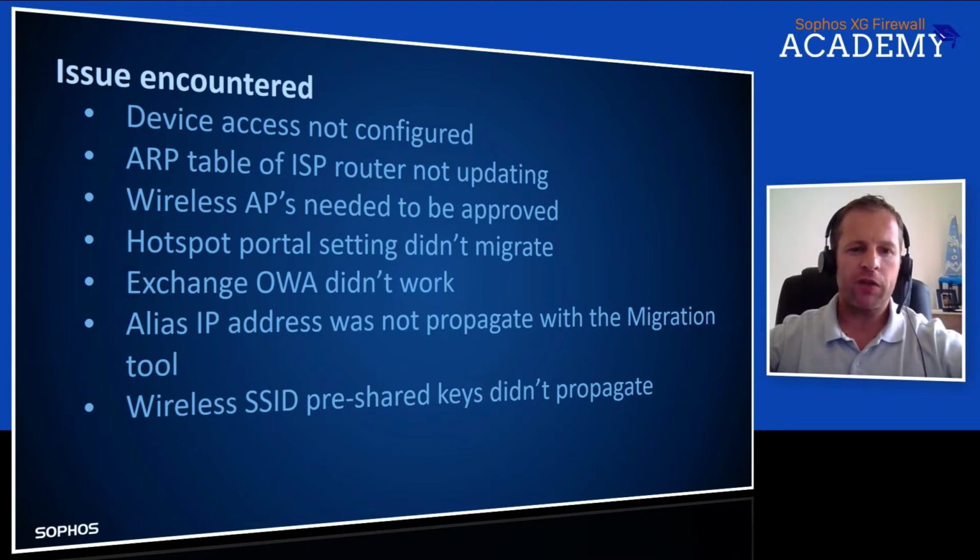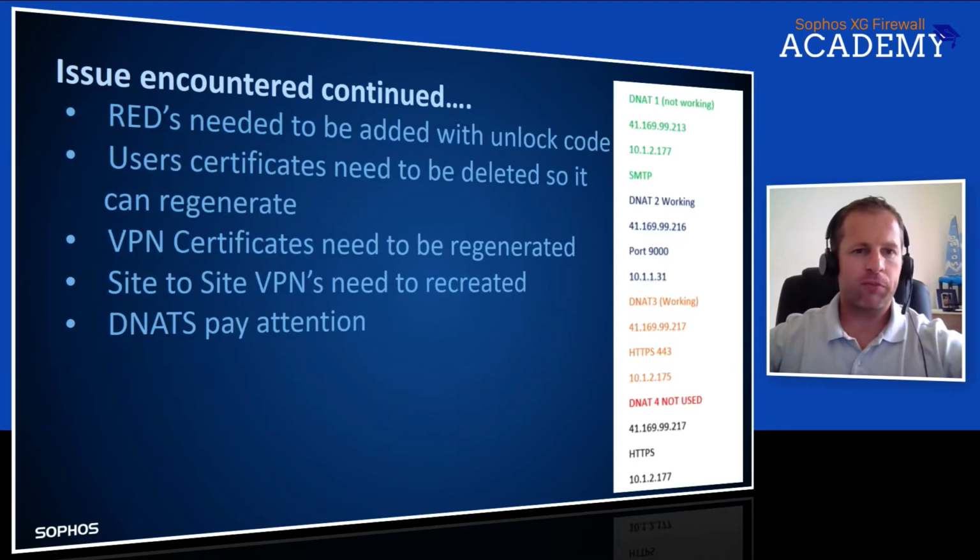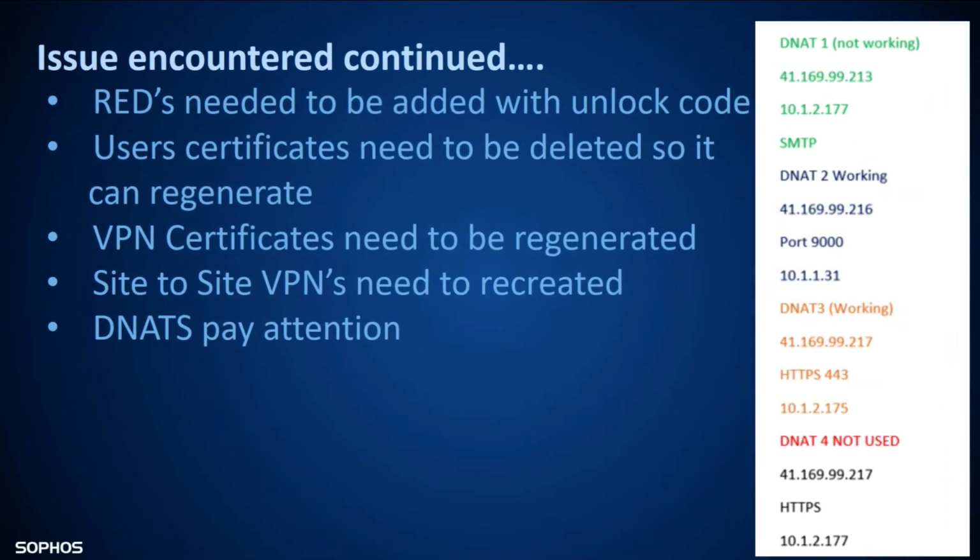And then there are also things like passwords and security keys, like the wireless SSID pre-shared key, that didn't propagate, obviously, because that is a secure mechanism. So we had to find out what the previous wireless SSID pre-shared key was, so we didn't have to go and change every machine. So, wireless settings. And then some of the issues that we encountered continued.